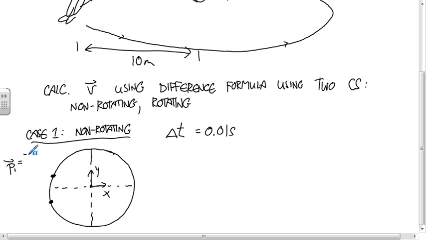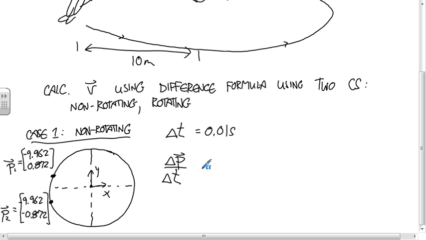Let's say this is negative 9.962 and positive 0.872. And those positions are in meters. And let's say the second one, position 2, is again negative 9.962, and this time negative 0.872. And to approximate the velocity, we're going to just do the change in position over the change in time.